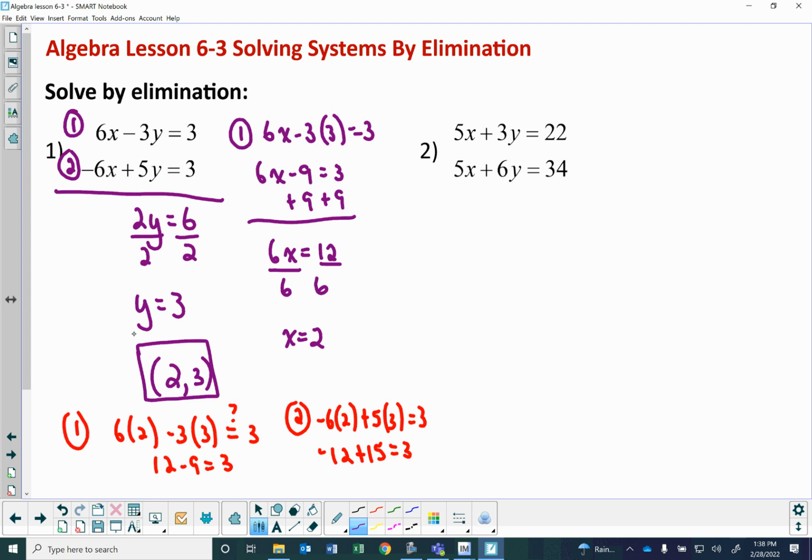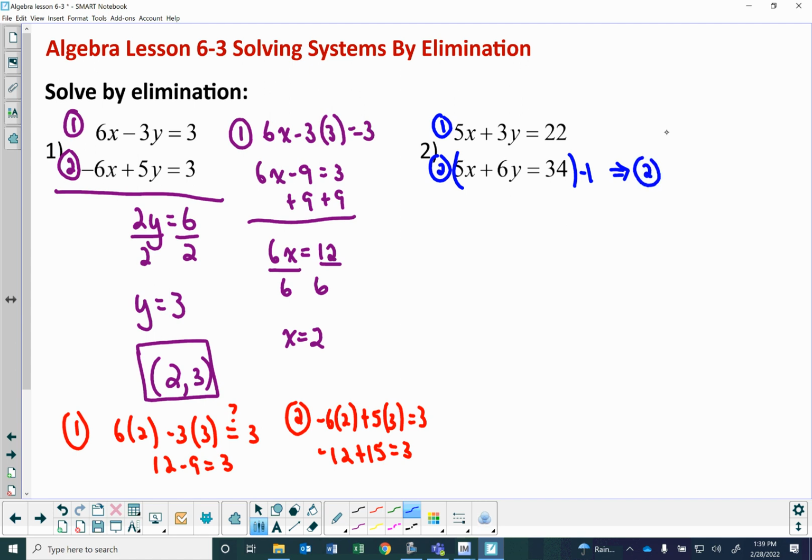If we look at problem number 2, again, we have two equations. I'll aptly number them 1 and 2. But if I look at these, if I add them together, nothing goes away. But that means if I multiply one of my equations by something, I could get something to go away. If I take my second equation and multiply it by negative 1, then the 5x will go away. So I'm going to multiply this equation by negative 1, giving me a new equation.